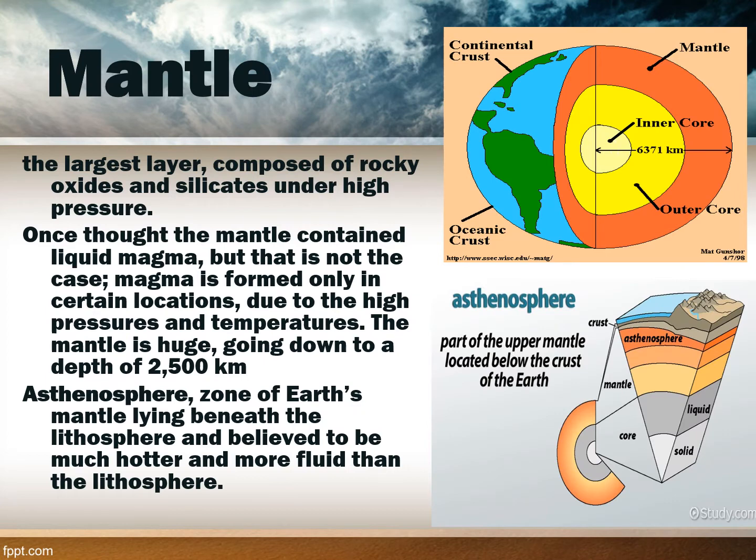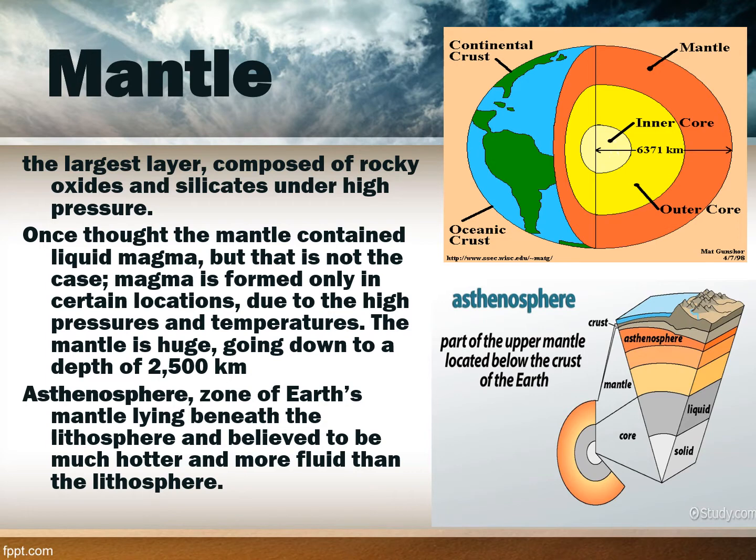Let's talk now about the next layer, which is the mantle. The mantle is the largest layer, composed of rocky oxides and silicates under high pressure. It was once thought that the mantle contained liquid magma, but that is not the case. Magma is formed only in certain locations due to the high pressures and temperatures. The mantle is huge, going down to a depth of 2,500 kilometers.